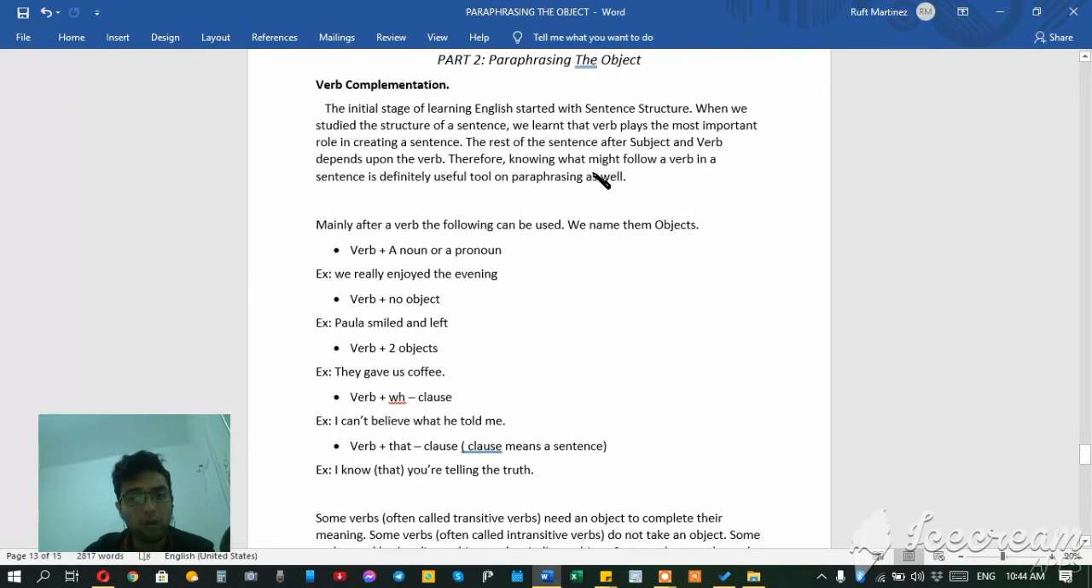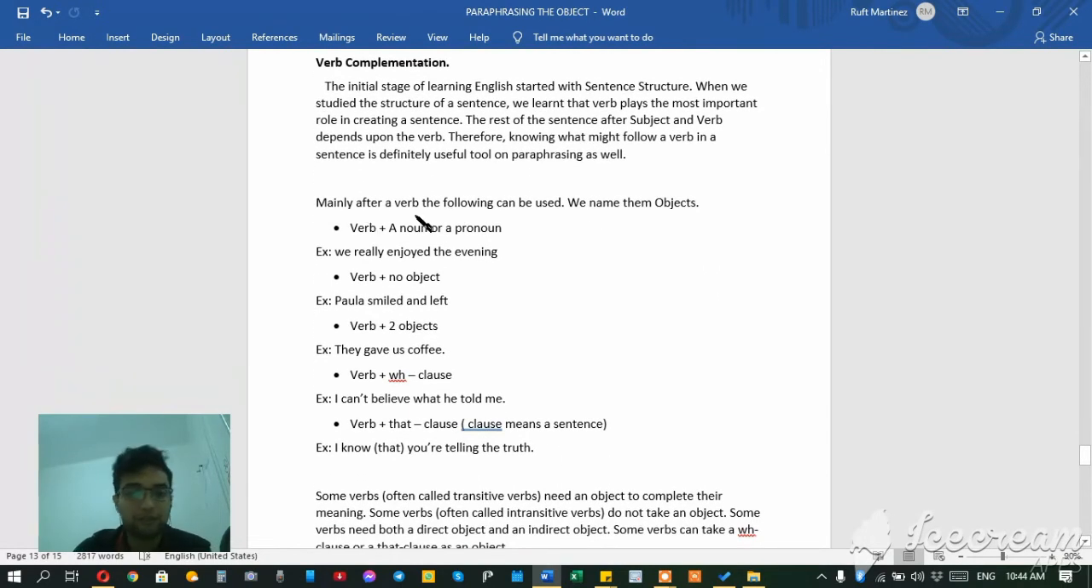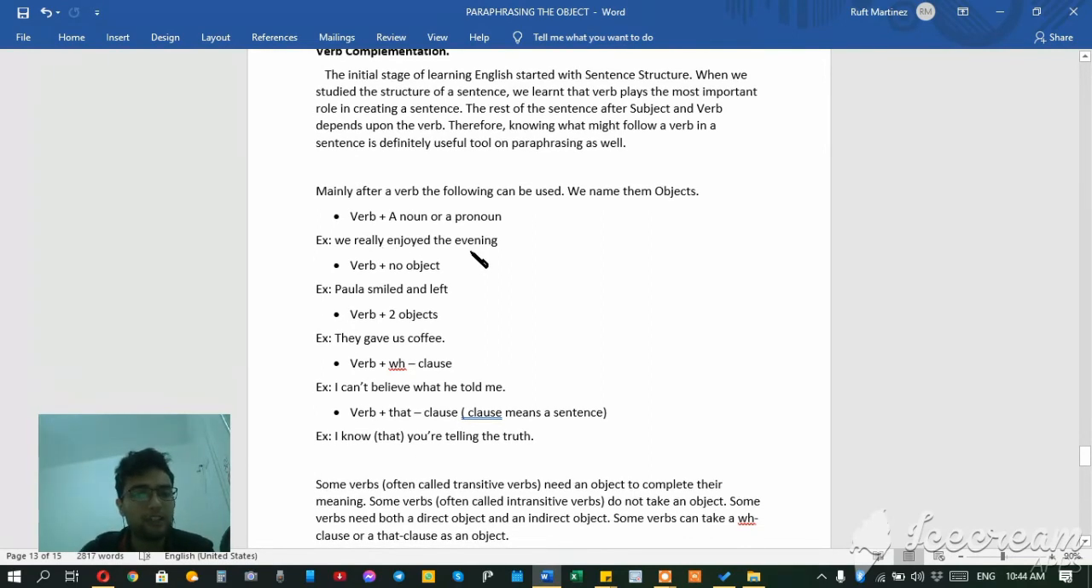So let's learn what follows the verb. Mainly after a verb, the following things can be used. We name them objects. Now let's learn the different forms of objects and how we can exchange these objects as a tool of paraphrasing. So, after a verb, simply we know that a noun or a pronoun follows. Really enjoyed the evening. The evening here is the object, right? Just a simple object.